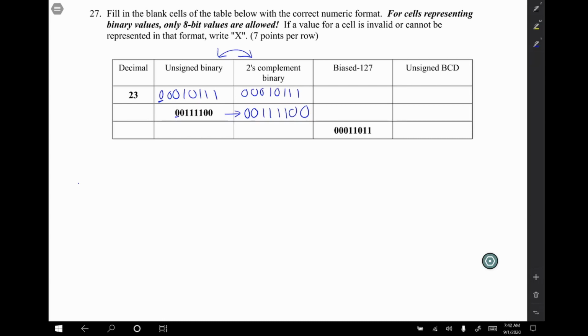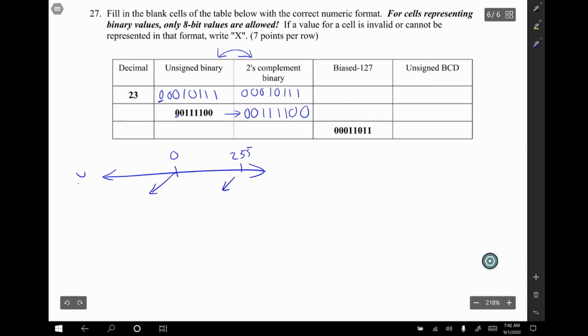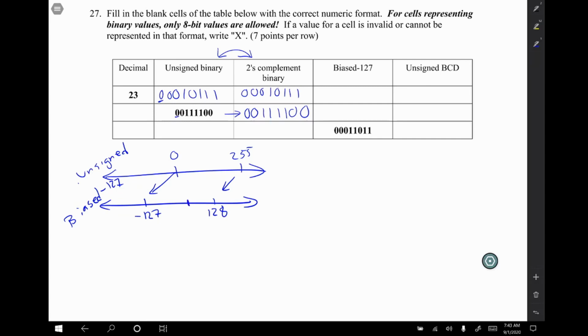All right, so bias 127. What is 23 equal to in bias 127? Well, remember, what we're looking at in bias 127 is that the patterns of ones and zeros that go in 8 bits from 0 to 255, this is unsigned, get shifted for biased 127 so that the patterns get mapped to negative 127 up to positive 128. So somewhere along in here is 23.